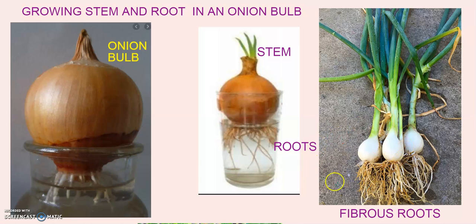And which type of roots does an onion plant have? Do you know? Yes, this onion plant has fibrous roots. These are fibrous roots. How are these roots? Yes, they are long, thin, hair-like roots.